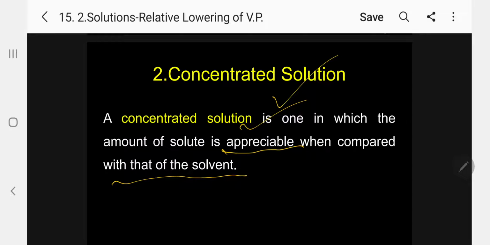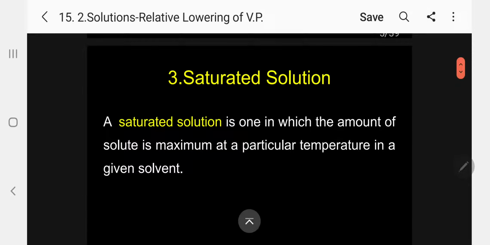Then, saturated solution. What is meant by saturated? You take a known quantity of solvent, for example 1 liter. Then add your solute, going on and stirring. After a particular stage, the solute will not dissolve. If it is a solid, you can see directly it will not dissolve. Stop the addition. That solution is called saturated solution. A saturated solution is one in which the amount of solute is maximum at a particular temperature in a given solvent.